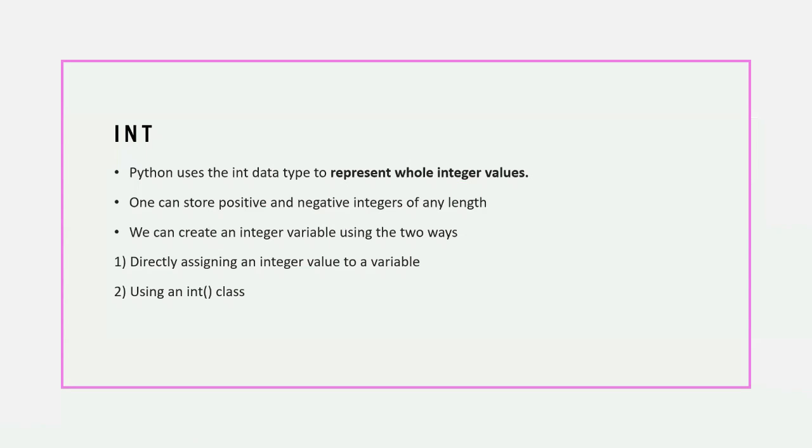First is integer. Python uses the int data type to represent whole integer numbers or values. One can store positive or negative integers of any length. We can create integer variables in two ways. Directly assigning an integer value to a variable. Also, you can use the int class. I'll tell you how we use it.